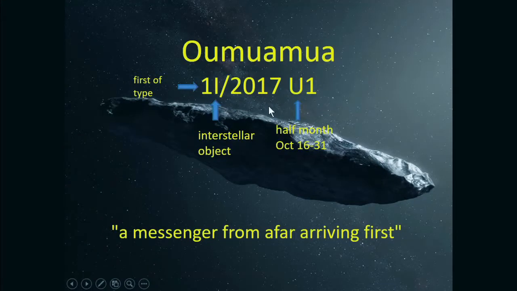All right, I just want to explain the notation. Comets were something like 2P, which means the second periodic comet, and this is the first, and the I stands for interstellar, of course that's the year, and the U stands for the particular month, which is the second half of October.